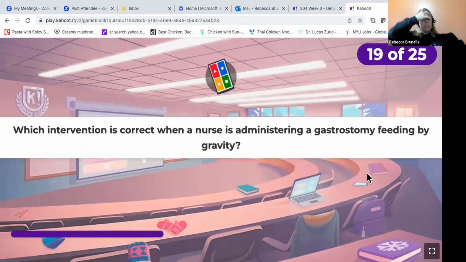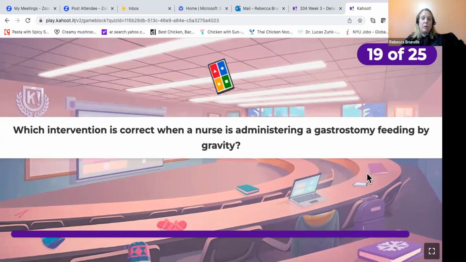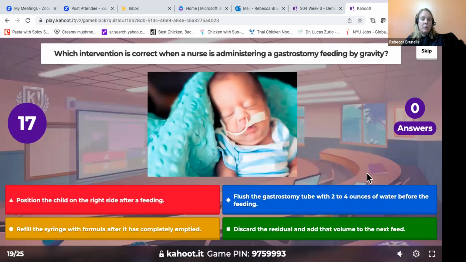So which intervention is correct when the nurse is administering gastrostomy feeding by gravity? Position child on the right side after the feeding, refill the syringe with formula after it is completely emptied, flush the tube with 2 to 4 ounces of water before the feed, or discard the residual and add that volume to the next feed.